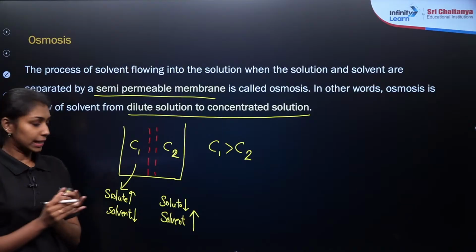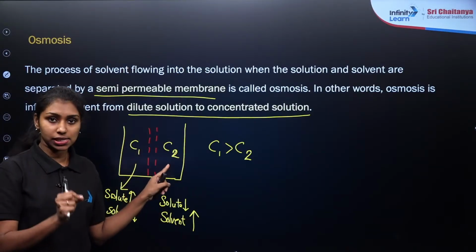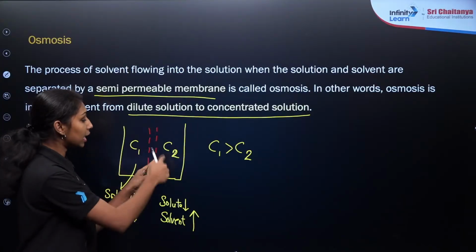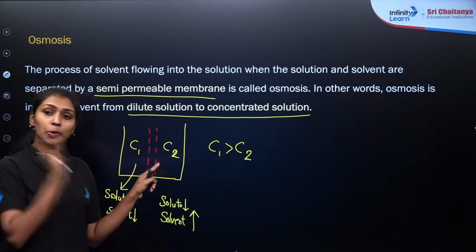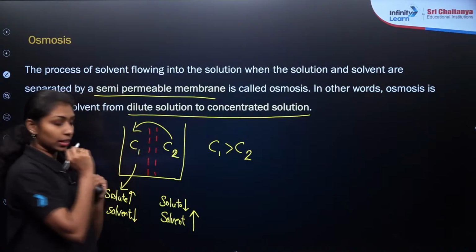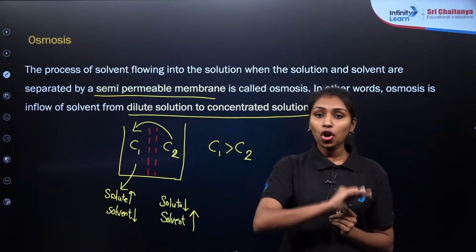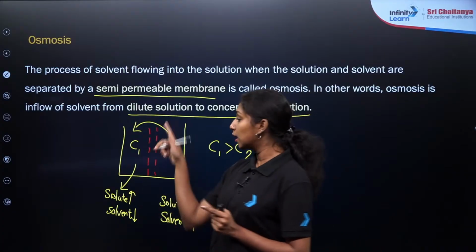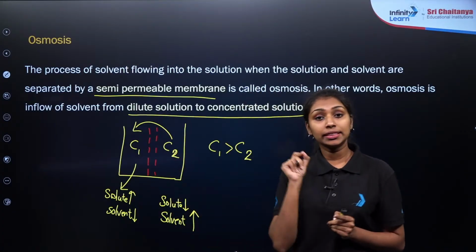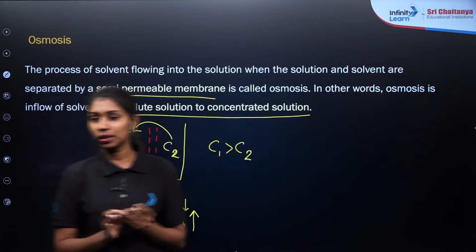I hope my question is clear. If you are checking here, you can say that C2 has less concentration in terms of solute, which means that it contains more solvent particles. So, obviously, it will move from this side to this side, right? C2 to C1, which means the particles will move from low concentration to high concentration through a semi-permeable membrane. That process is known as osmosis. I hope it was clear.